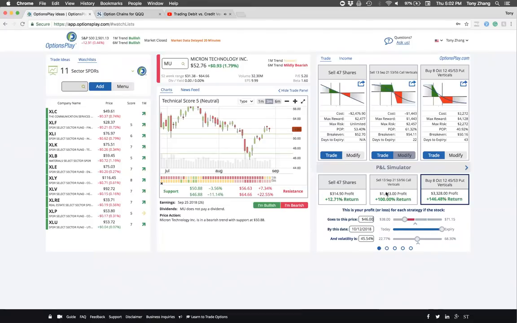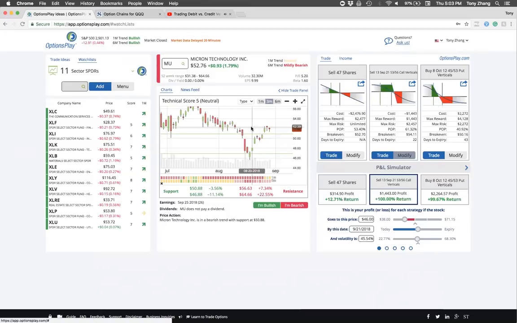Here, as you can see, I'm going to make a $1,400 credit on my call vertical, but I'm going to receive a $3,300 profit on my put vertical. And we can compare dollar amounts here because I'm risking roughly the same dollar amount, so I'm going to compare dollar for dollar. And as you can see on September 21st expiration, if the stock goes down to $46, which is where it was just a few days ago, here I make a $1,400 profit on the credit spread, but I make a $2,200 profit on the debit spread.